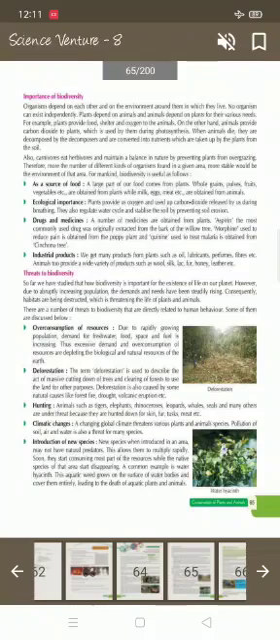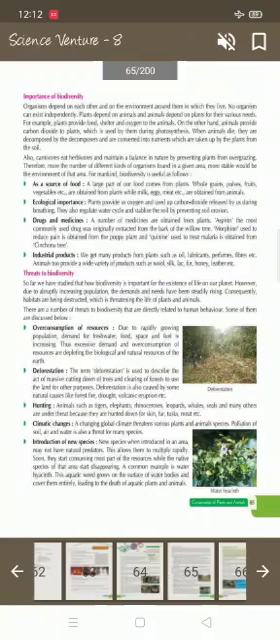Importance of biodiversity. Organisms depend on each other and on the environment around them in which they live. No organism can exist independently. Plants depend on animals and animals depend on plants for their various needs. For example, plants provide food, shelter and oxygen to animals. On the other hand, animals provide carbon dioxide to plants, which is used by them during photosynthesis.